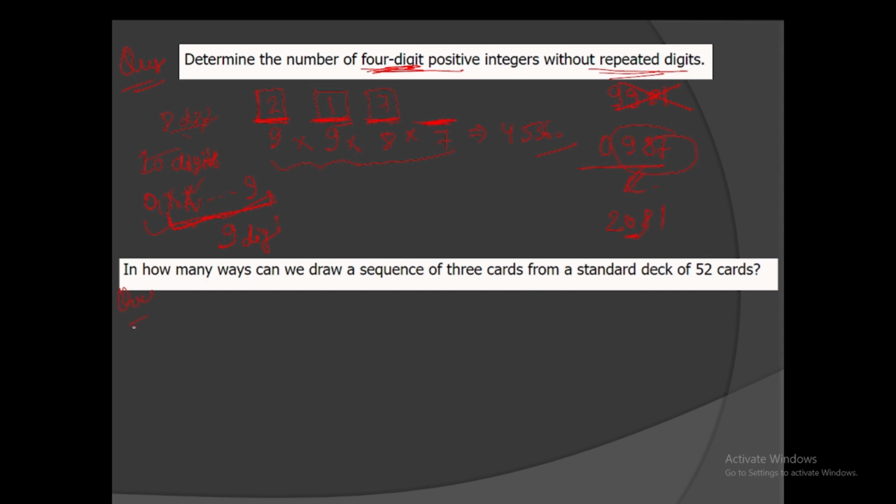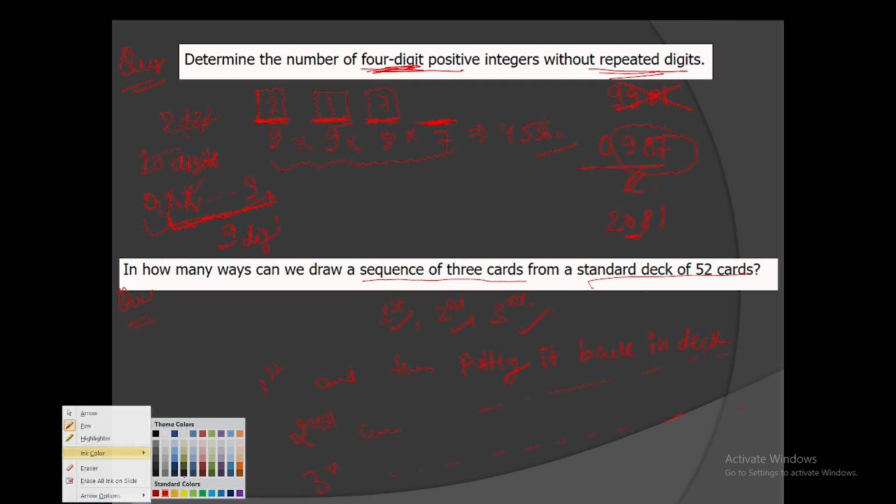Now moving on to the next question. In how many ways can we draw a sequence of 3 cards from a standard deck of 52 cards? Here, the word sequence of 3 cards means choosing first card, then second card, and then third card. In a question, sometimes it is mentioned that we replace the cards one by one, meaning I choose the first card and then put it back in the deck, then choose the second card and put it back in the deck, and then the third card and put it back in the deck. So we are not doing this. We are choosing first card, then second card, and then third card.